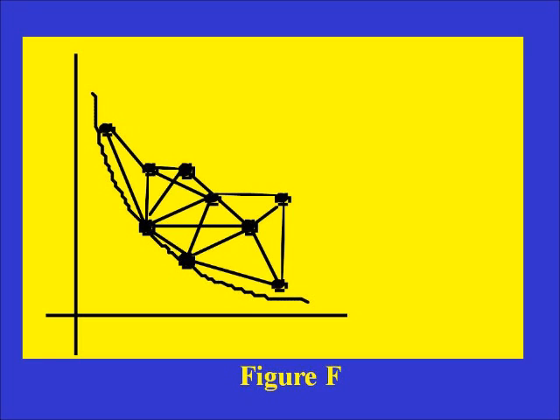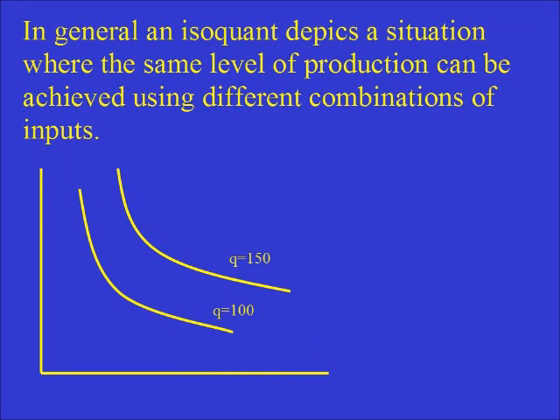Notice I've created that lower hull, which is convex to the origin. This, as mentioned earlier, is our isoquant. In general, an isoquant depicts a situation where the same level of production can be achieved using different combinations of inputs.